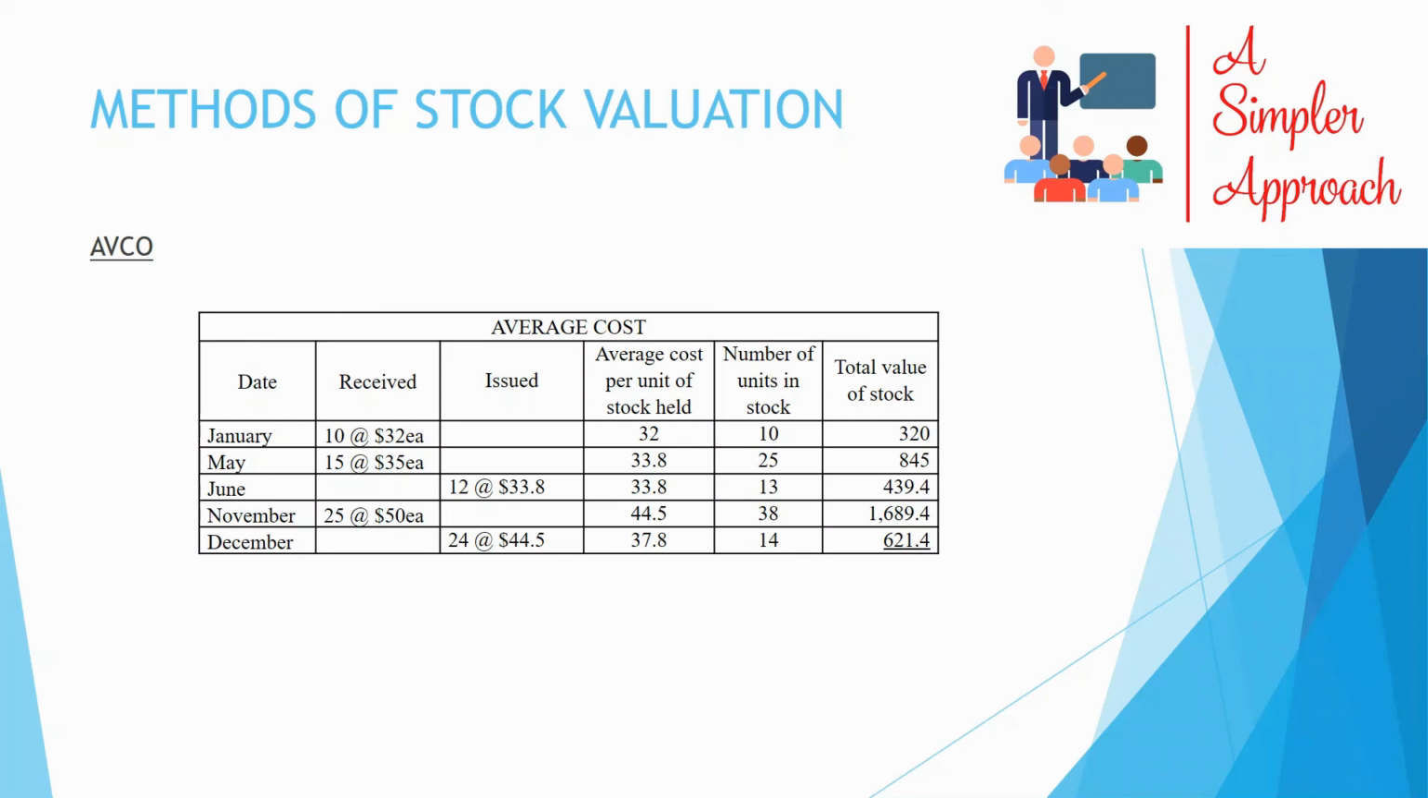What is the value of stock I now have left after my sale? 14. How do I come to that? This is what I had before, 38. This is what I just sold, 24. 38 minus 24 leaves 14. And finally, my average cost per unit, 621.4 divided by 14 gives us 37.8.